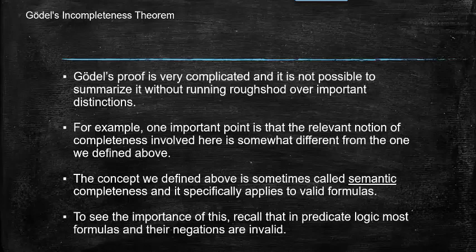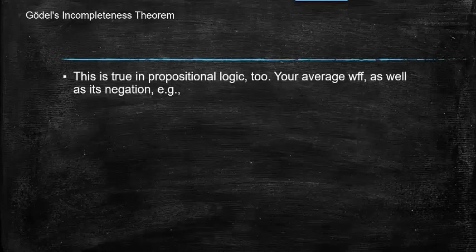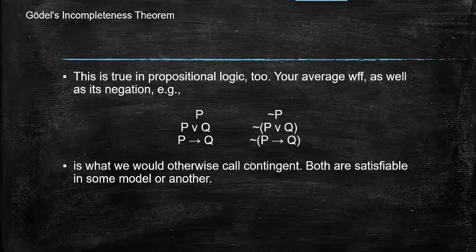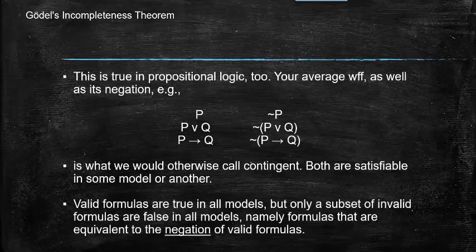To see the importance of this, recall that in predicate logic, most formulas and their negations are invalid. This is true in propositional logic too. Your average wff, as well as its negation, is what we would otherwise call contingent. Both are satisfiable in some model or another. Valid formulas are true in all models, but only a subset of invalid formulas are false in all models, namely formulas that are equivalent to the negation of valid formulas.